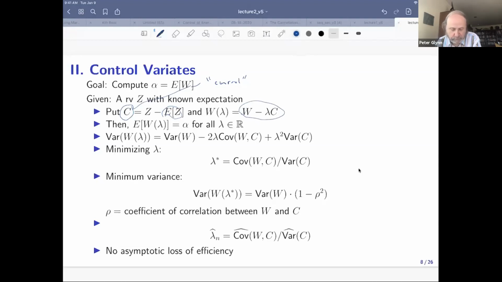If we compute the variance of W of lambda, we get the variance of W minus 2 times lambda times the covariance plus lambda squared times the variance of C. That's quadratic in lambda, easy to minimize. And the minimizing lambda star is given by the covariance between W and the control C itself divided by the variance of C. When we plug in that minimizing value of lambda star, it turns out that the minimized variance is exactly the variance of W that we started with, that you would have had if you didn't apply a control variate, times 1 minus rho squared, where rho is the coefficient of correlation between W and C.